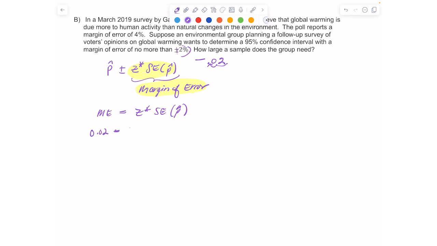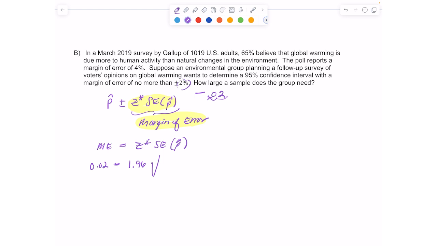I know I have a 95% confidence interval, so my z critical value is 1.96. And then the standard error is going to be the square root of p hat times 1 minus p hat over n. And p hat here is 65% or 0.65, because that was the survey they did in 2019 that told them that 65% believe global warming is due more to human activity than natural changes in the environment. So my p hat is 0.65. My q hat will be 1 minus 0.65, so 0.35.